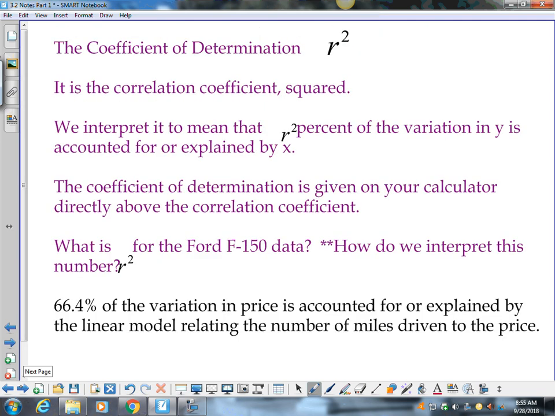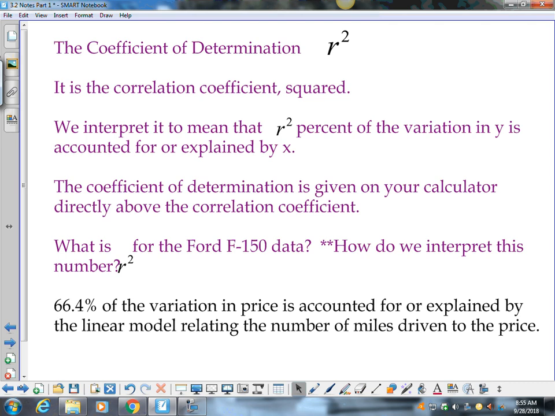Okay, the coefficient of determination is your R squared. It is literally your correlation coefficient squared. We interpret it to mean that R squared percent of the variation in Y is accounted for or explained by X. Okay, the coefficient of determination is given on your calculator directly above the correlation coefficient. You get your A and your B and your R squared and your R. So we're looking for R squared.